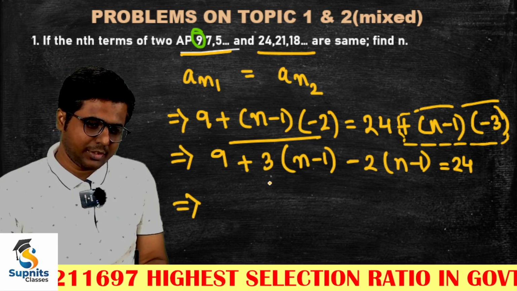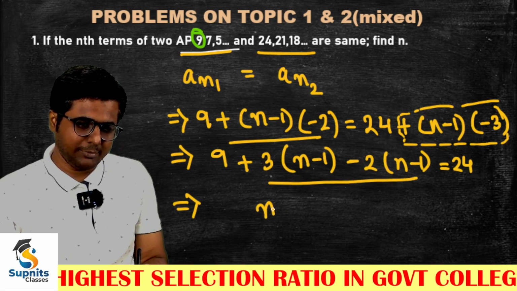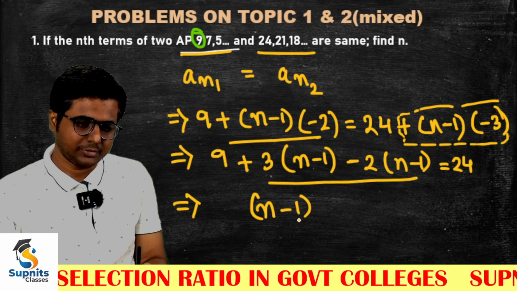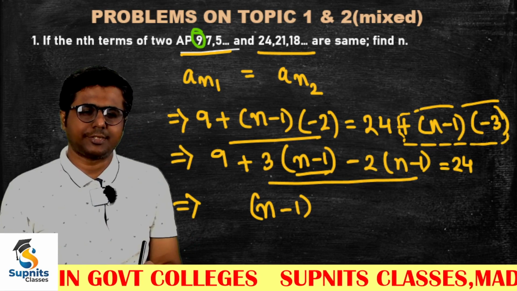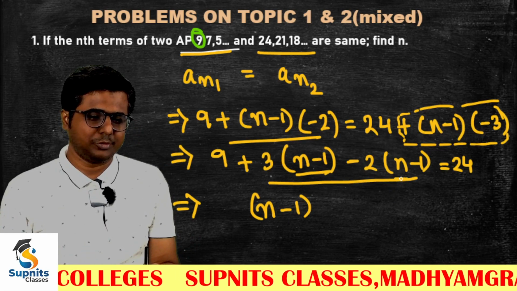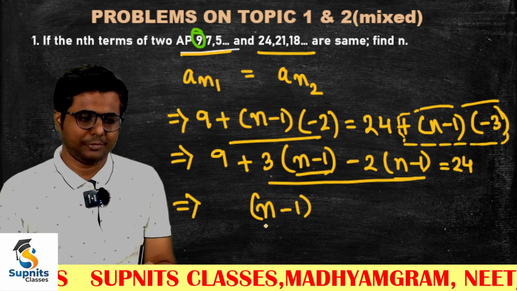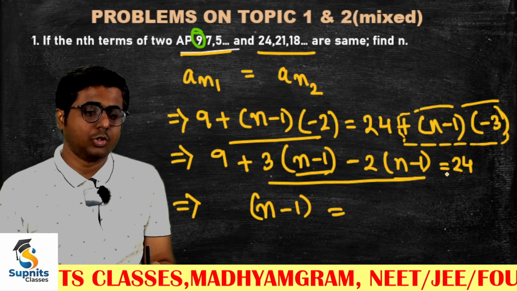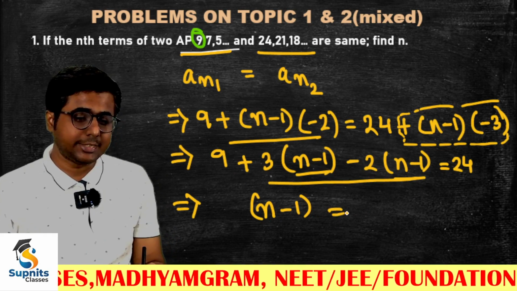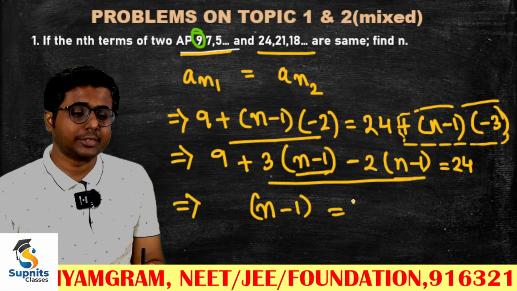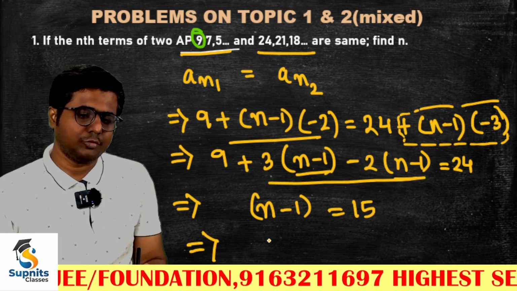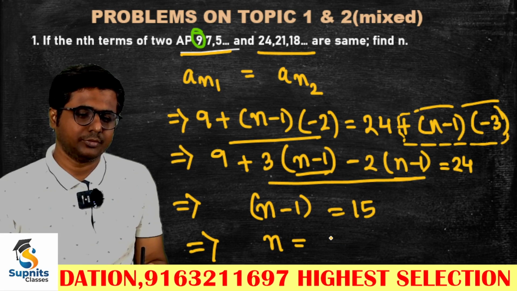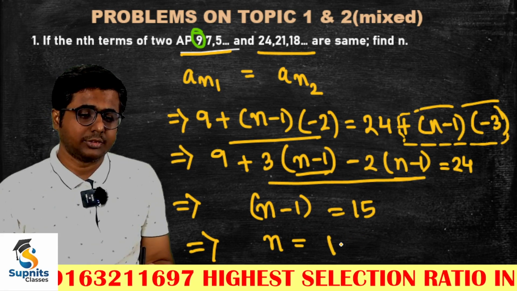Next, you see this is nothing but n minus 1, correct? If this is x, suppose this is x, 3x minus 2x is x, so only n minus 1 remains. 24 minus 9 is nothing but how much? 15. Then what is n? So easy problem, no issues at all, 16.